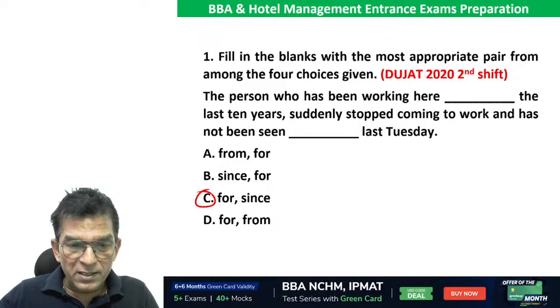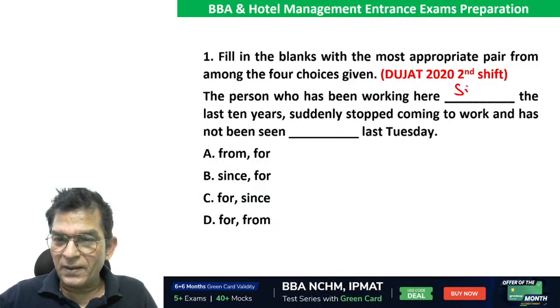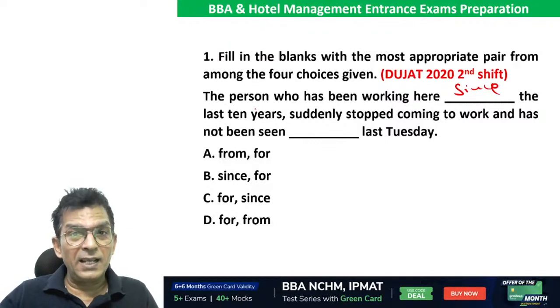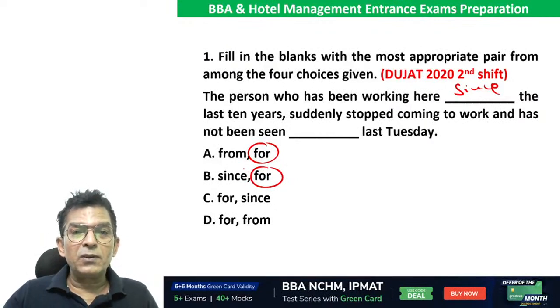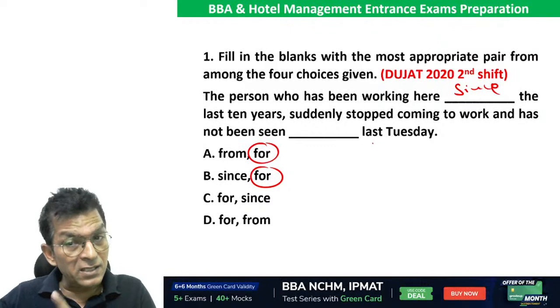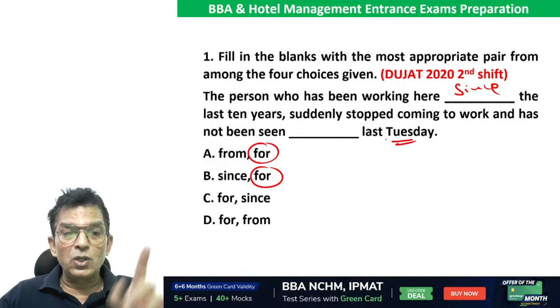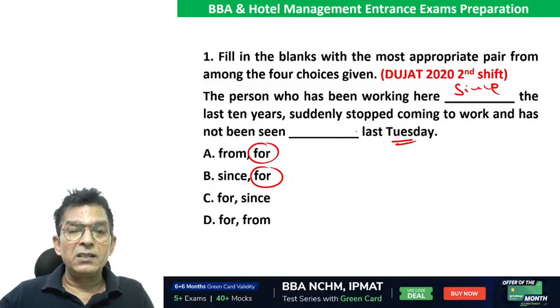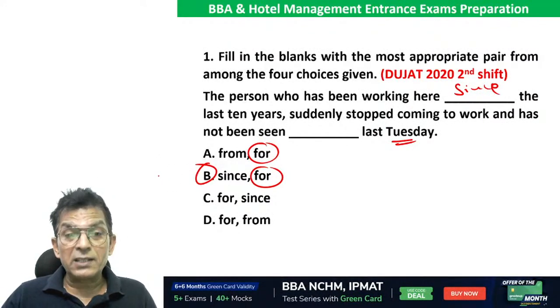So we cannot write since. Sorry, I said we cannot write since here. We have to write for the last 10 years because here we are talking about a period. So for you have two options. Okay, only these two could be the answers. And then he has not been seen since last Tuesday because here you are giving the beginning time. So the first one should be since, therefore B must be the answer. Okay, that's how you do it.